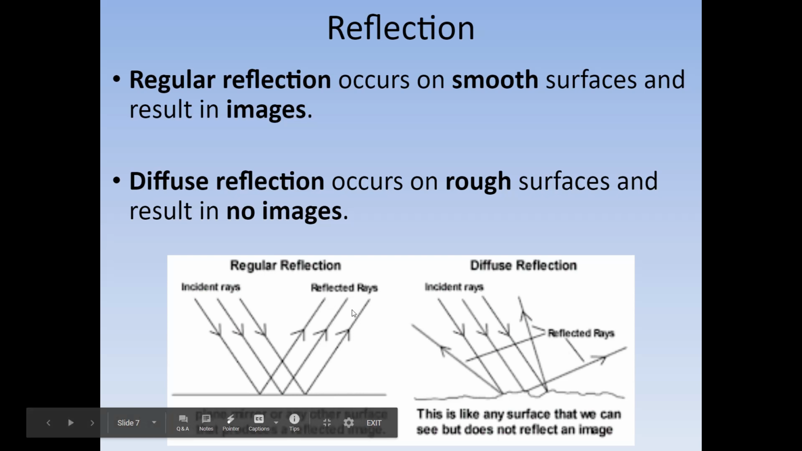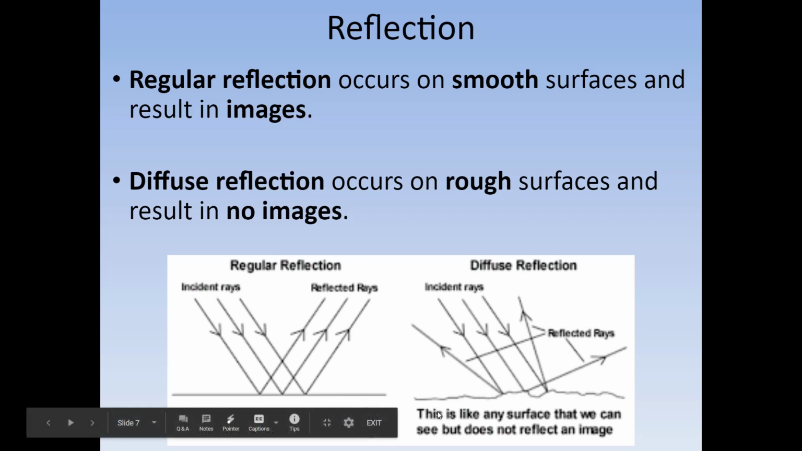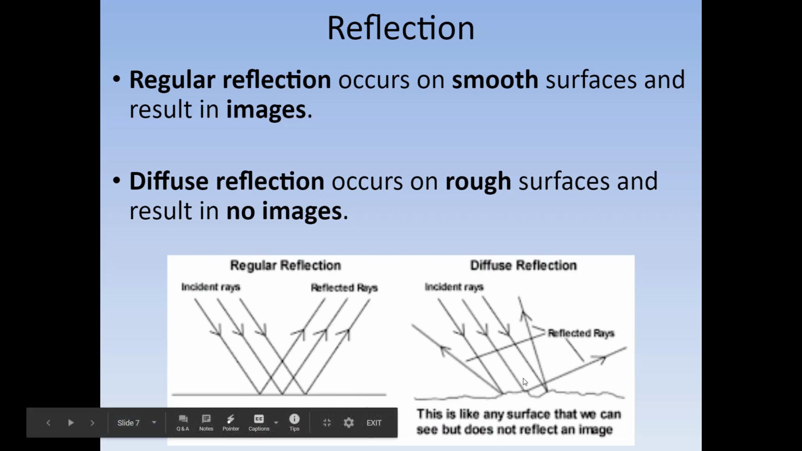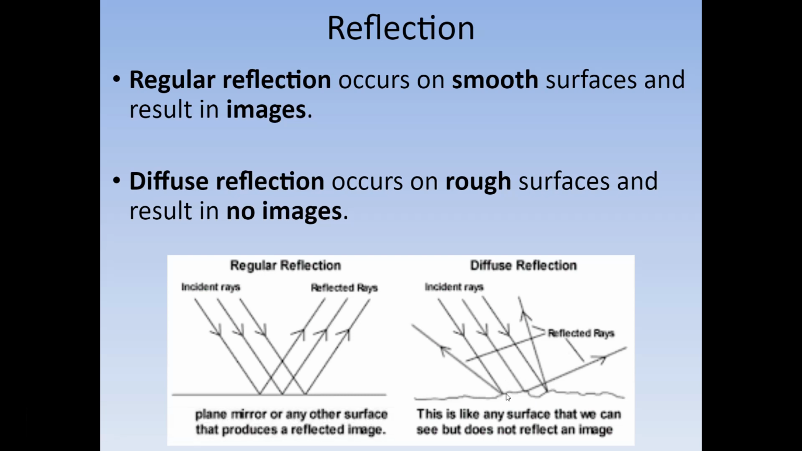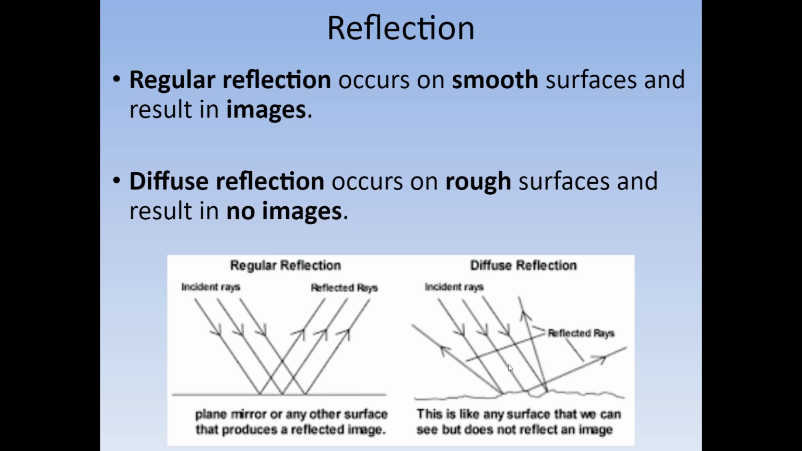Diffuse reflection is what's occurring on every other surface. So when you have a rough surface, you have all these little bumps and grooves. As the light comes in, it's going to bounce off at completely different angles because of the different shape of the surface, and this is going to produce no real image. So this is what's occurring when you're looking at a somewhat smooth surface and you can sort of see an outline of your body, but not really anything in particular. That's diffuse reflection. You're seeing a little bit of something because it's a slightly smooth surface, but it's not crystal clear like with the mirror.